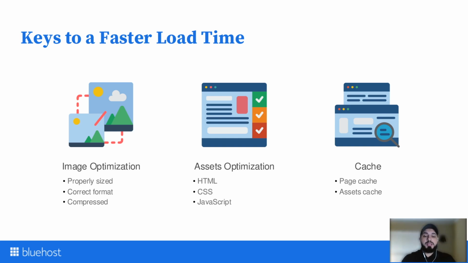Assets optimization. The website is built of three components: HTML, CSS, and JavaScript. If done improperly, these assets can slow down your website. There are ways to minify and optimize them, and we're going to take a look at that. Also, caching is important. Caching is like memorizing copies of the website to serve them faster. There's page caching, asset caching, browser caching, and server caching, and we're going to take a look at that as well.